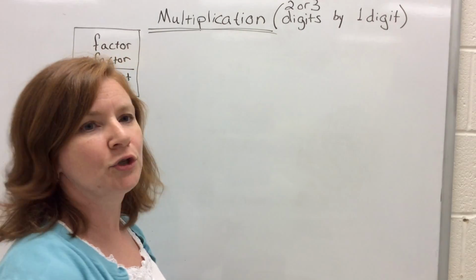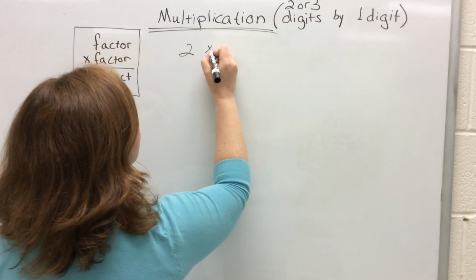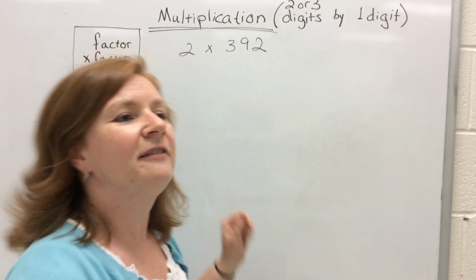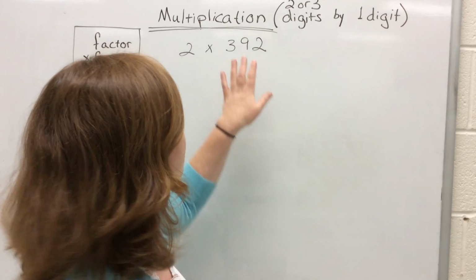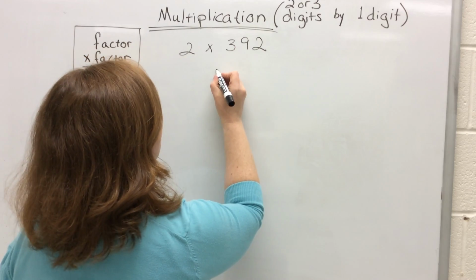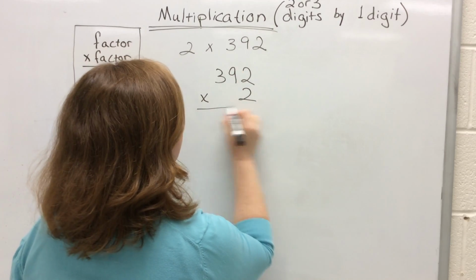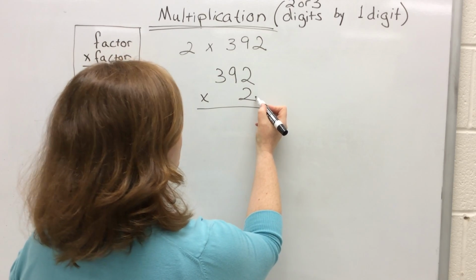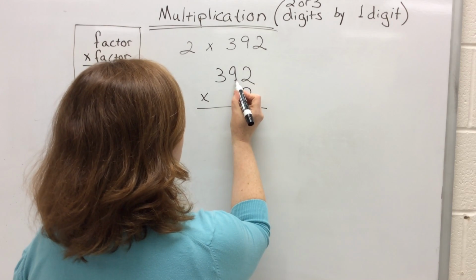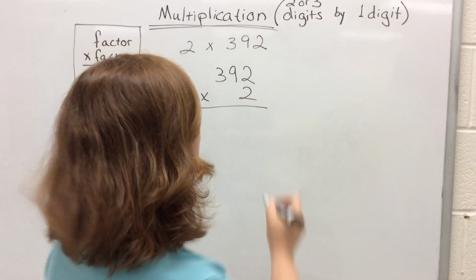The next problem is 2 times 392. Because I like to put my factor with the most digits on top, I will put 392 on top because that is 3 digits. My other one only has 1 digit. So 392, and lining up the ones place times 2. Now I'll multiply all the ones places together. Then I'll take my bottom ones place times my top tens place, and then I'll just keep on moving over to the left until I run out of digits.